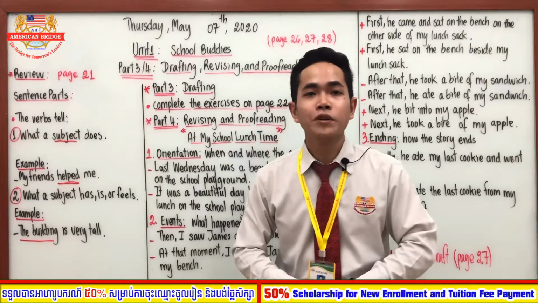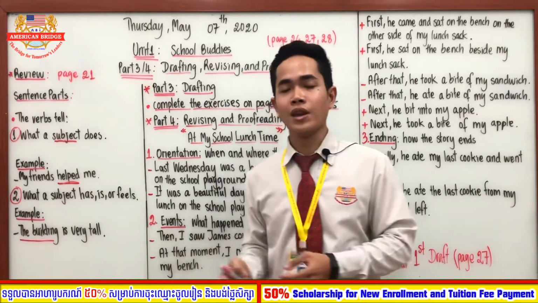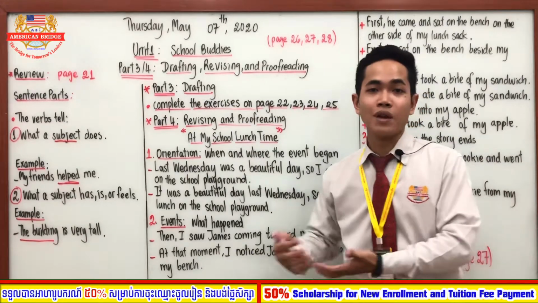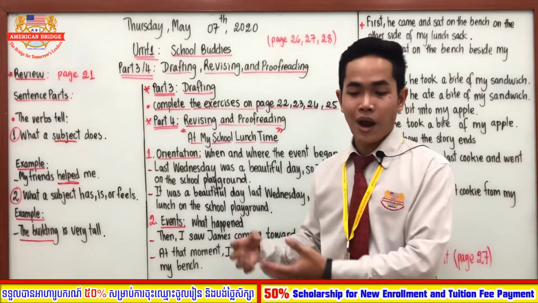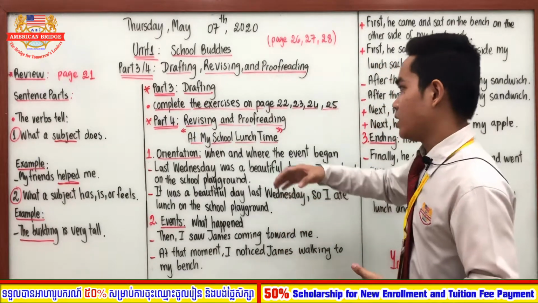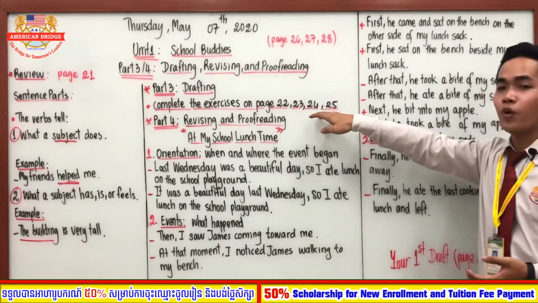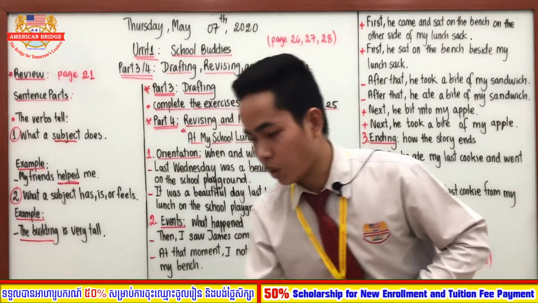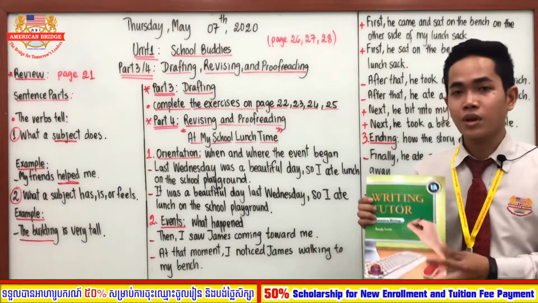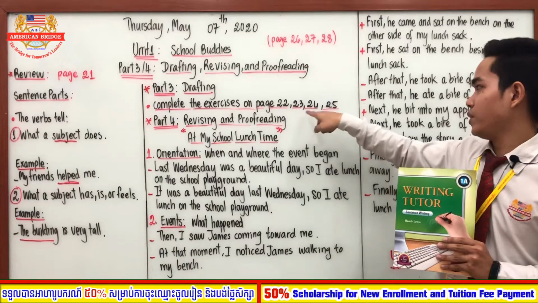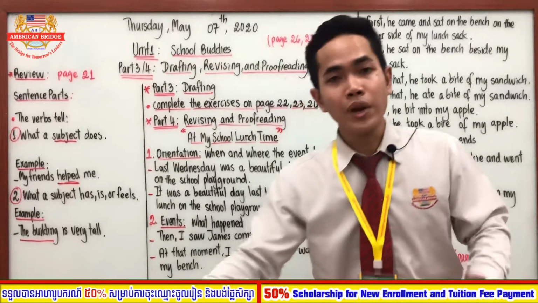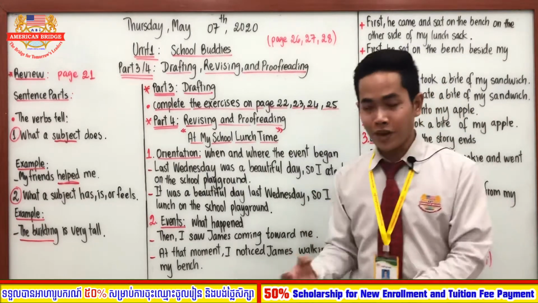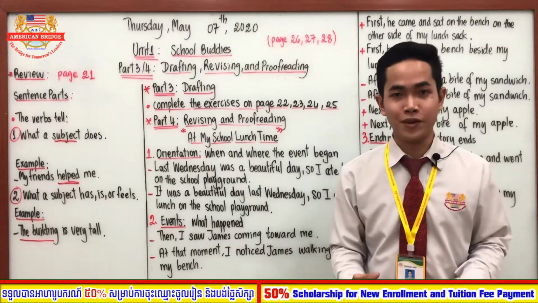Good, so we have finished our review section. Now I want to move your attention to our next part, which is part 3. In part 3, we learned about drafting. For this drafting part, I want you to do the exercise on pages 22, 23, 24, and 25. So please take up your textbook and turn to those pages. You can practice this exercise. If you have any questions, you can ask your homeroom teacher. And if you finish your exercise, you can let your homeroom teacher correct it for you.